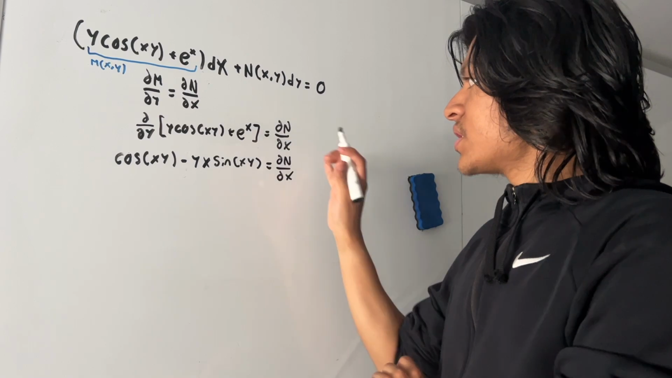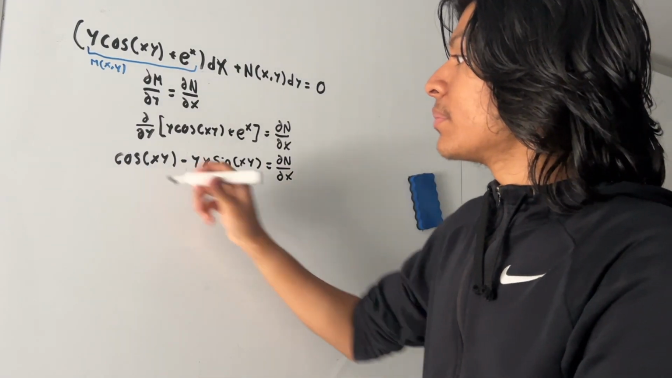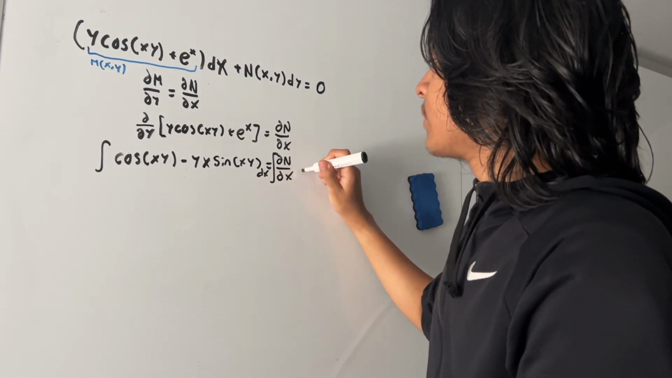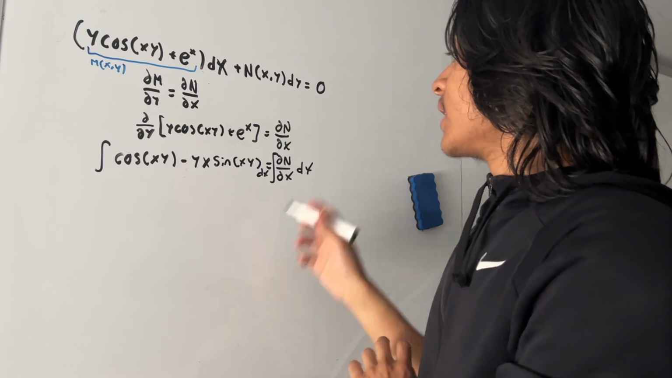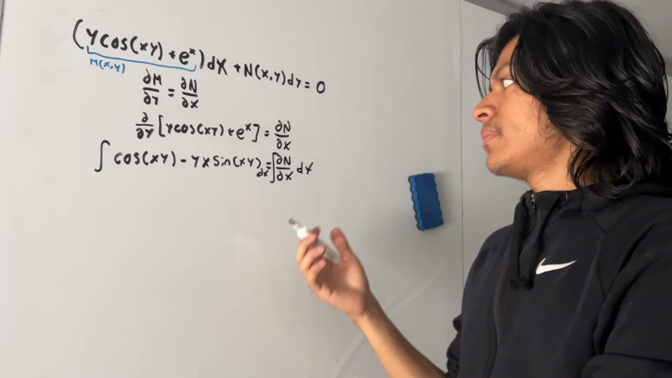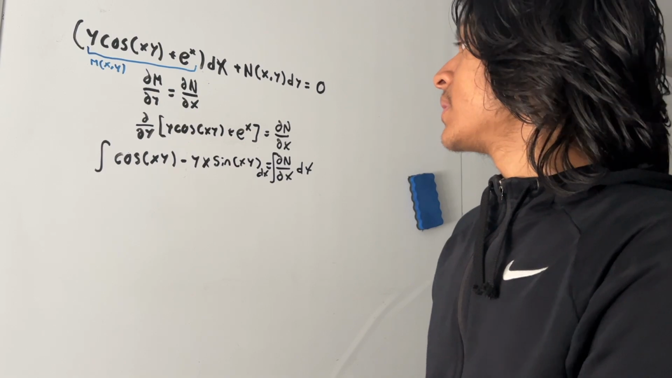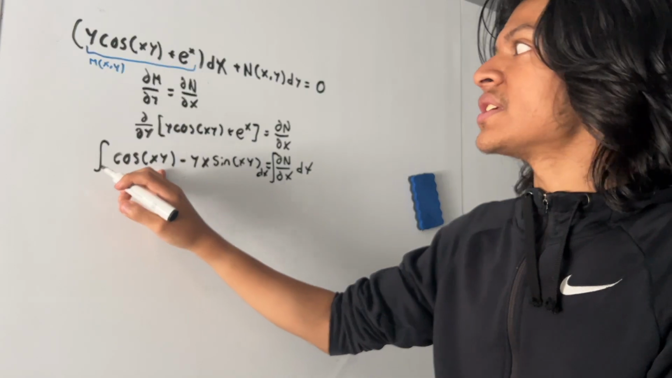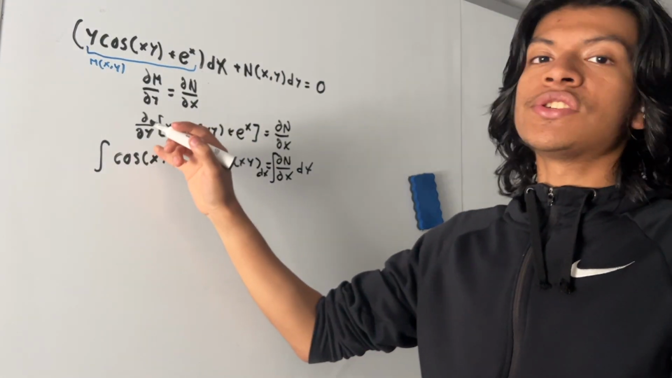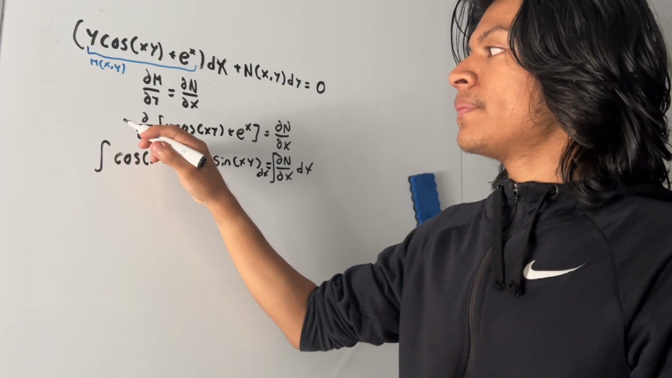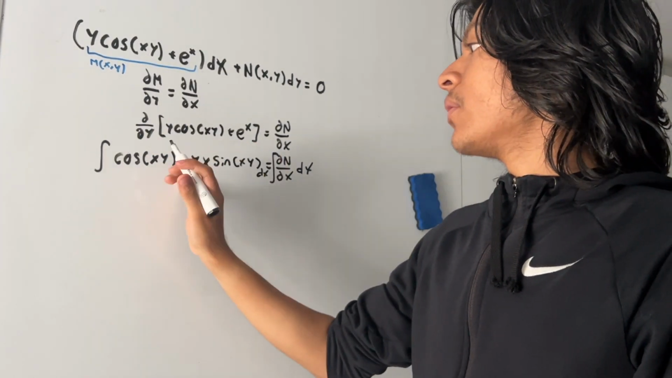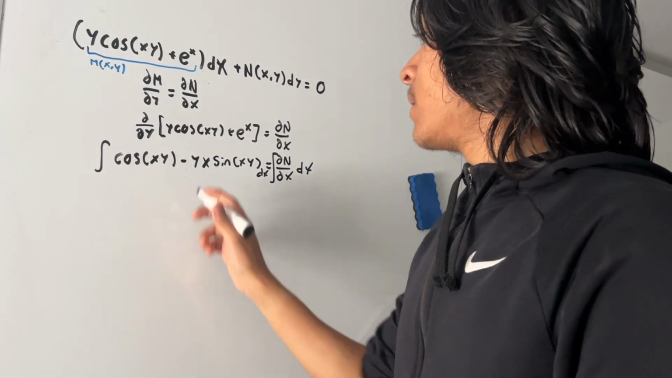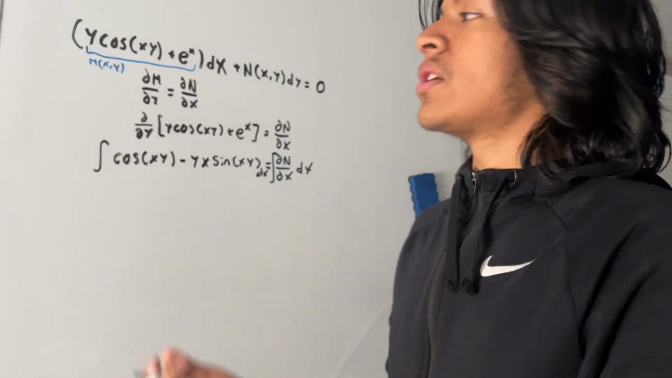At this point, if we're solving for N, we're going to integrate both sides with respect to x, and that will give us our N. That will pretty much solve for N in this case. So when we're integrating this side with respect to x, y is treated as a constant. What we did first was take the derivative with respect to y, and now we're going to integrate with respect to x. So for this part, we're treating y as a constant.